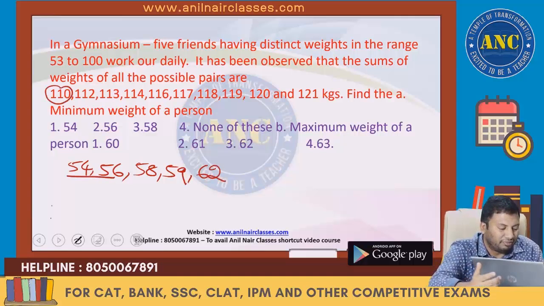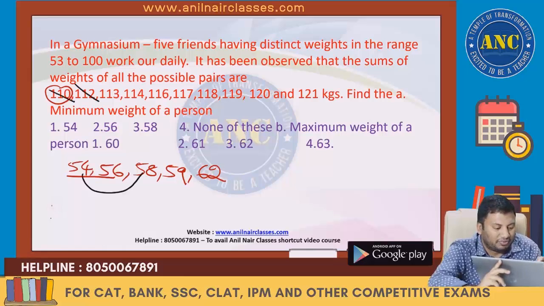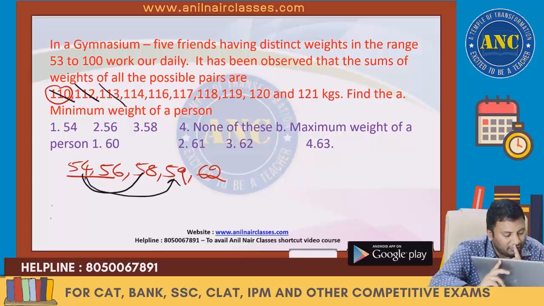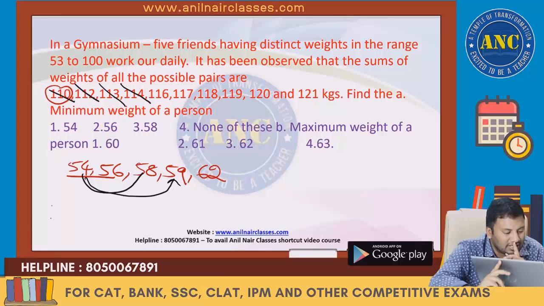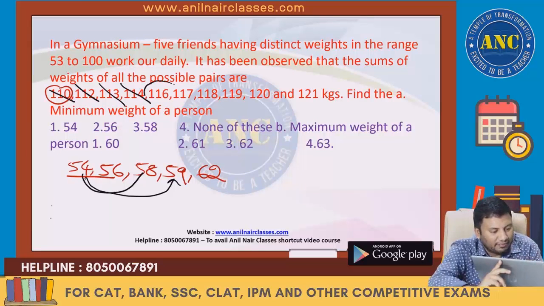110 is 54 plus 56. 112 is 54 plus 58. 113 is 54 plus 59. 114, where is the 114 case? 54 plus 56 plus 58. Where is the 116 case? Which case will give you 116?